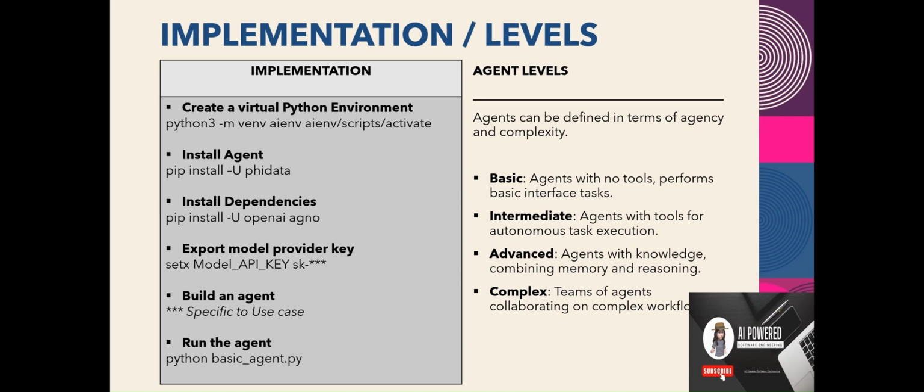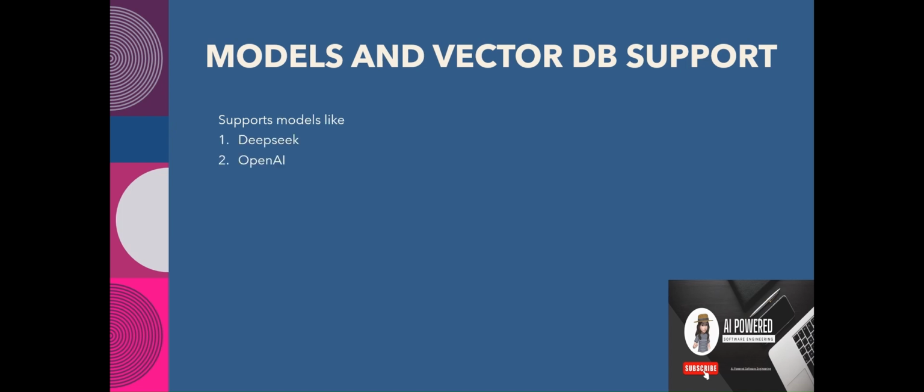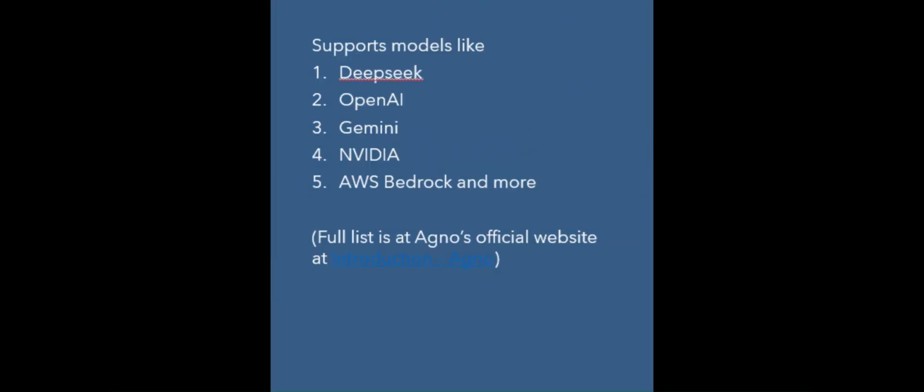Here are some of the models that Agno supports. DeepSeek, that's a platform for providing endpoints for large language models. It also supports OpenAI, where GPT-4o would be good for most general use cases. GPT-4o Mini would be ideal for small tasks, o1 models for complex multi-step tasks. Other models that Agno supports include Gemini from Google, Bedrock from AWS, and NVIDIA that's suitable for high-performance language models. Full list of models that Agno supports can be found on their official website.